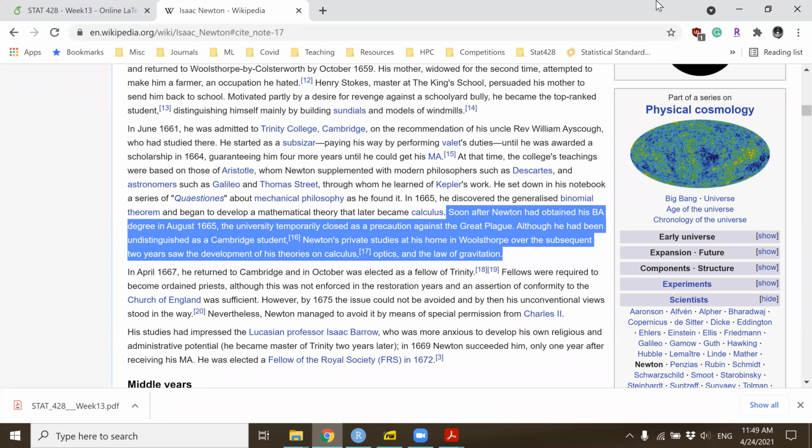And after he completed his BA degree at Cambridge University in 1665, I'm reading from here, the university temporarily closed as a precaution against the Great Plague. So there was a pandemic in his era as well, and he had to stay at home at his original home in Woolsthorpe and work over there. The Wikipedia page says that Newton's private studies at his home in Woolsthorpe over the subsequent 2 years saw the development of his theories of calculus, optics, and the law of gravitation.